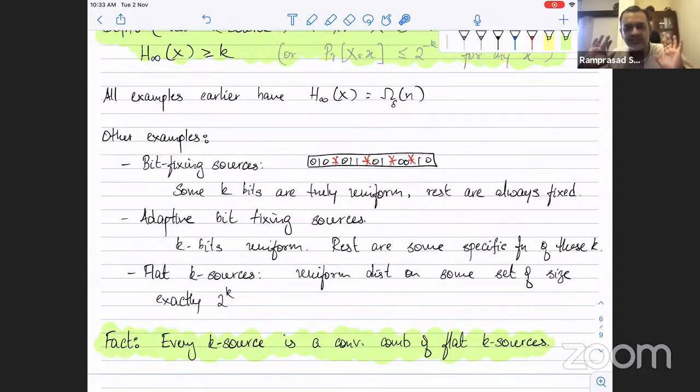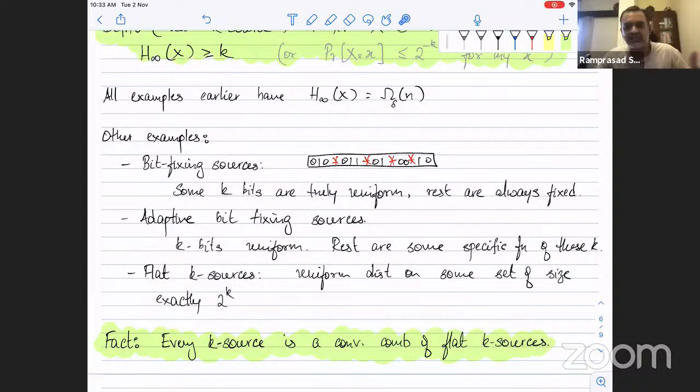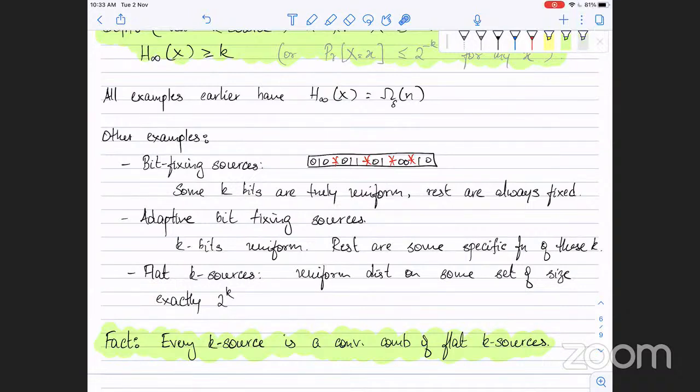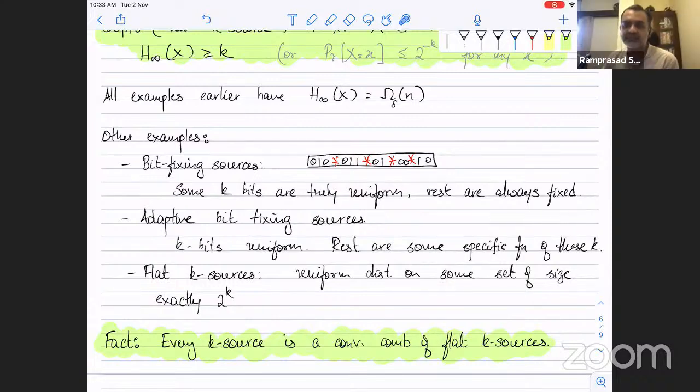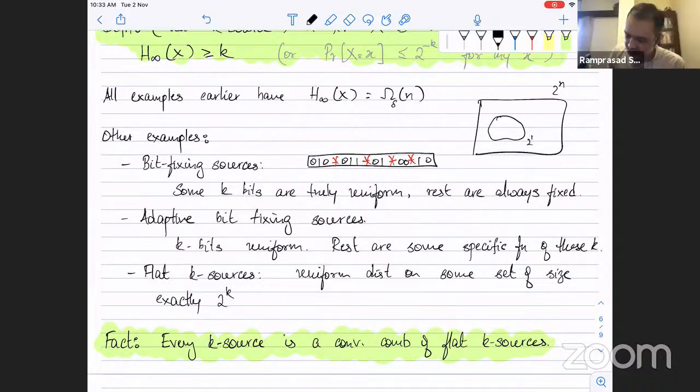All I'm telling you is that there is some randomness in it, in the sense that it will give you a uniform random sample from a smaller support. But I won't tell you what the support is, and you have to construct an extractor irrespective of what the support may be. So there's a larger sample space, but most of it is useless; you'll never get samples from those. There's this big space of 2 power n strings, but inside that there is some set of size 2 power k, and this random variable only gives you a random sample from here. That's what a flat k source looks like.